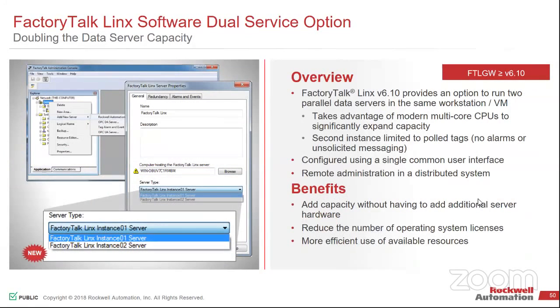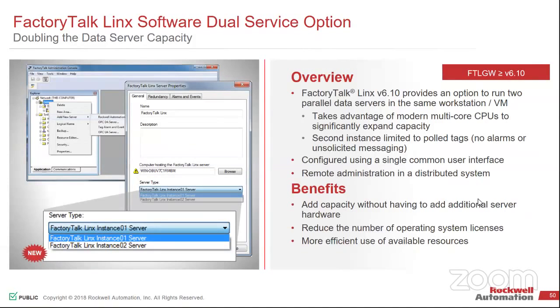FactoryTalk Linx dual service option. As we're looking at our data server, FactoryTalk Linx as our data server can be CPU intensive. We have optimized FactoryTalk Linx for multi-core computers, such that we now can do two data servers because they can split the cores on a multi-core computer, meaning we can now have more data coming into a single computer. This can reduce the number of VMs you may have to deploy, and it can reduce the load on the network by sharing all the data.